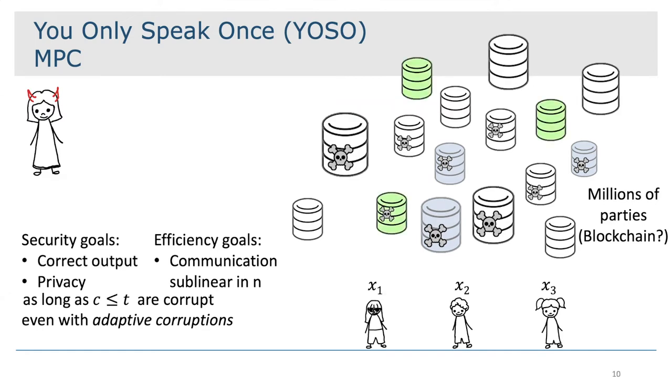After the first committee is dead, if the computation isn't complete yet, we need another committee to pick up the torch and continue. But as soon as that committee speaks, it might also be killed. And so yet another committee, the pink committee, must rise to take its place and carry the torch, and so on and so forth. So in the YOSO model, even if every party is killed as soon as it speaks, the computation must carry on to completion.